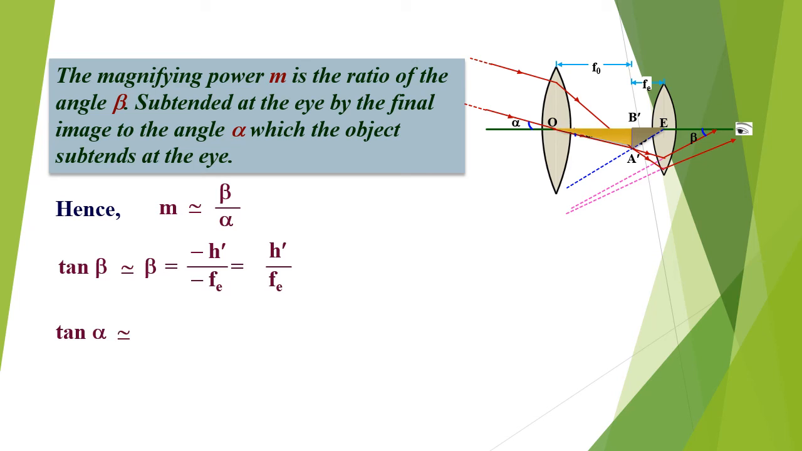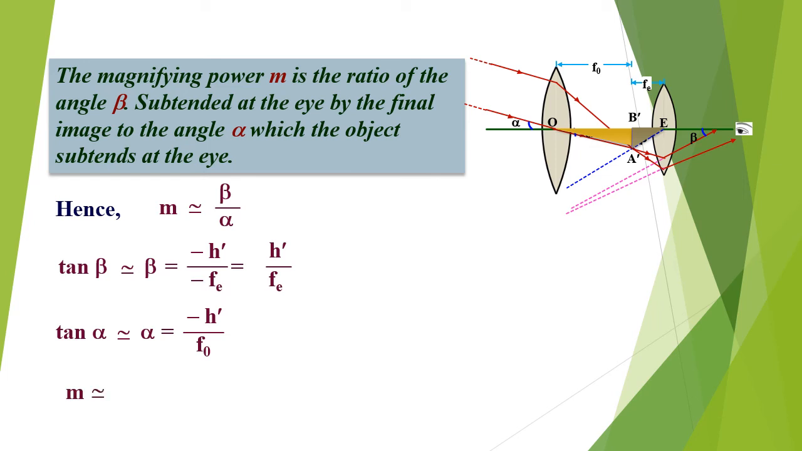Similarly, tan alpha we will take, because it is also a paraxial ray. Paraxial ray means they are closer to the principal axis, they form a very small angle. For a smaller angle, tan of the angle is the angle only, so therefore tan alpha is equal to alpha. That gives rise to minus h dash divided by fo.